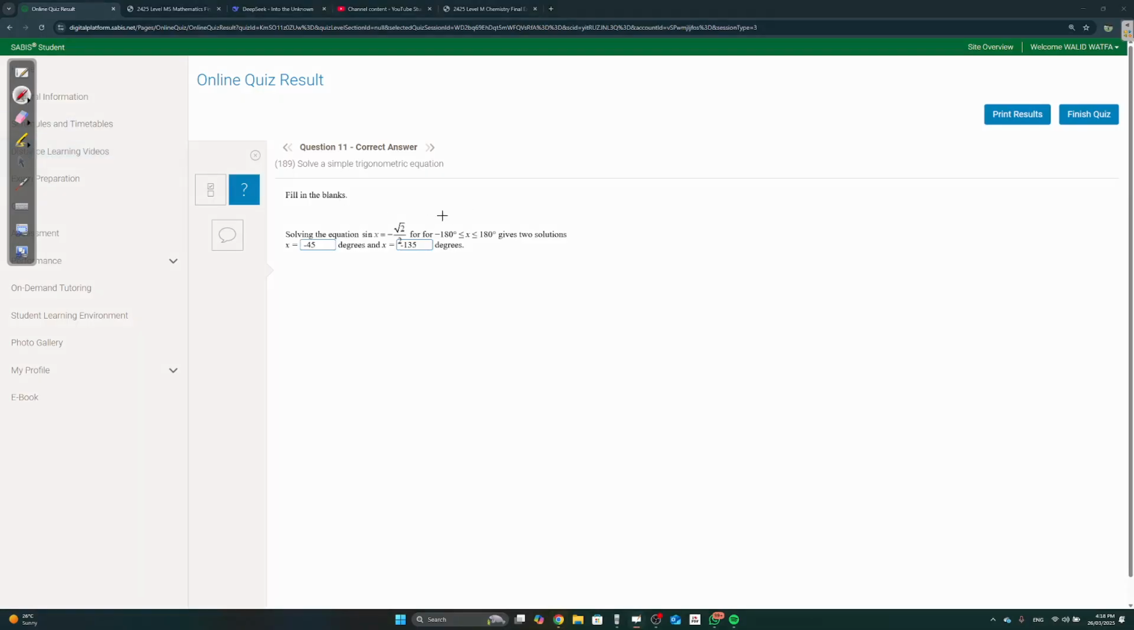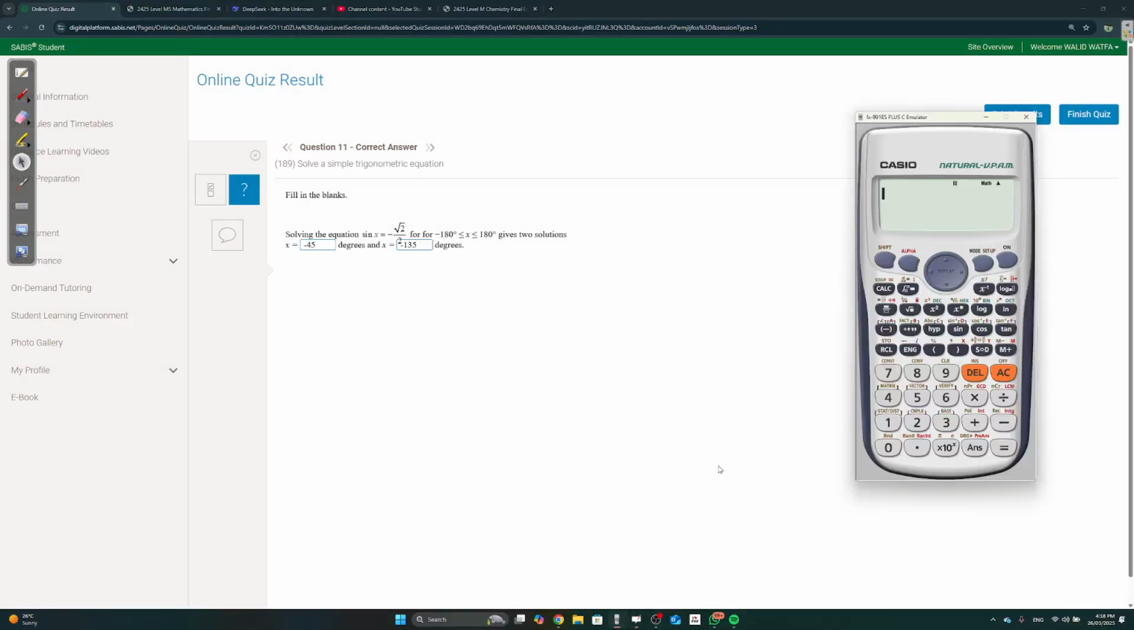Question 11. Solve a simple trigonometric equation. Solve this. Okay, what do we do? Shift sine. Oh my god, so hard. Minus the fraction root 2 over 2. Okay, you get minus 45 as your first solution. For sine, how do we get our other solution? We always do 180 minus, right? So 180 minus minus 45, you're going to get 225. But here they got minus 135.